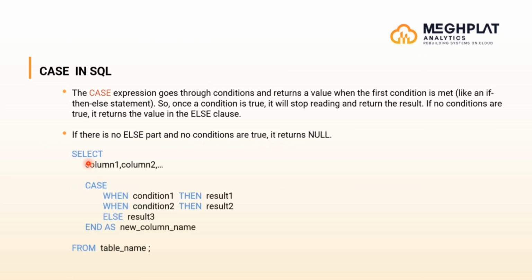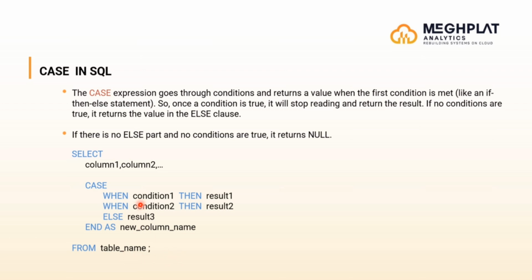Here is the syntax: SELECT column1, column2, then the CASE keyword, then we need to give the conditions and results using WHEN: one condition, then result 1, condition 2, then result 2. Also we need to mention the ELSE part, then END AS a temporary name for the column, then we need to mention from which table, the table name.